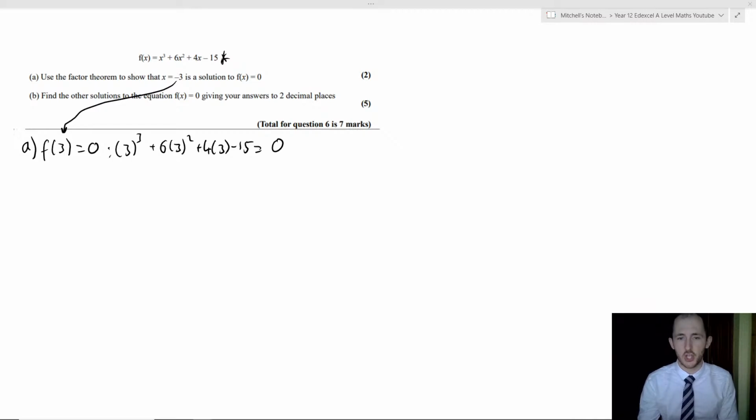And then again, they change the wording. Instead of solve the equation or find the solutions, they say find the other solutions. But that's only because we have one solution. One solution is x equals minus 3. Yeah? But it's the same thing. So all we need to do is do that x plus 3 and do the algebraic division yet again.